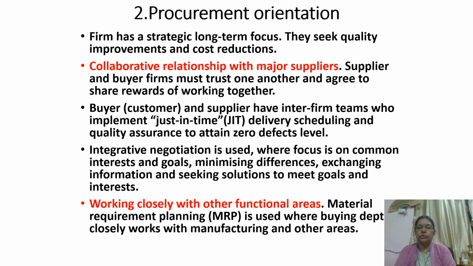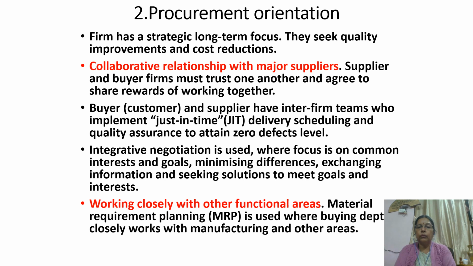So a lot of negotiations are done where they focus on their common interest and goals, and usually the supplier firms will implement management strategies like JIT, just in time delivery. They follow this management strategy mainly to reduce their inventory costs, to make their production process more efficient, and to speed up their production process.